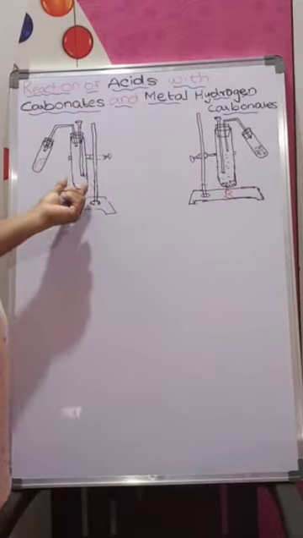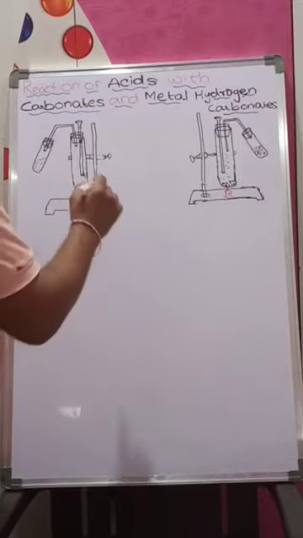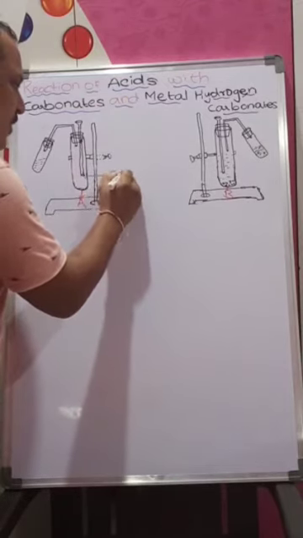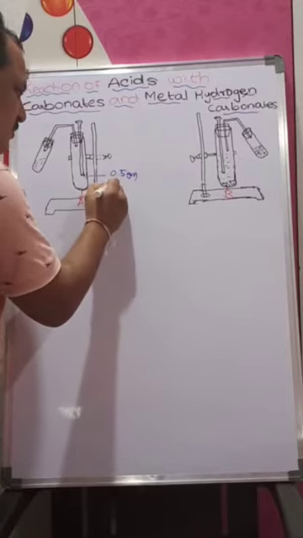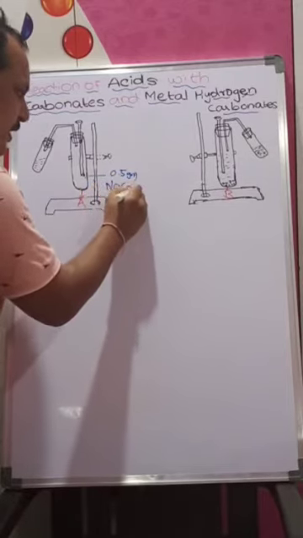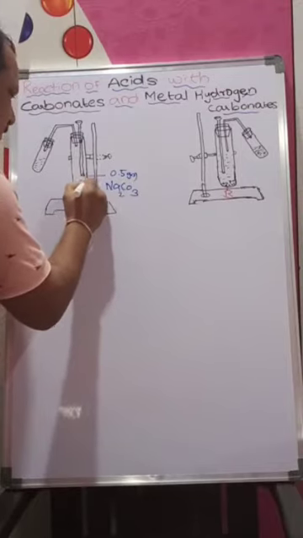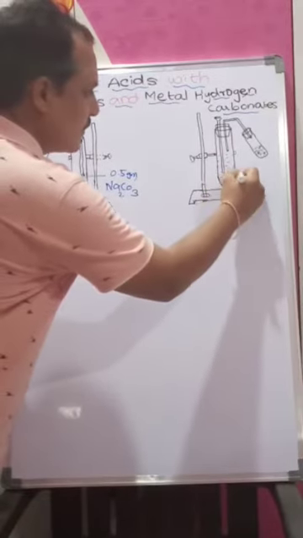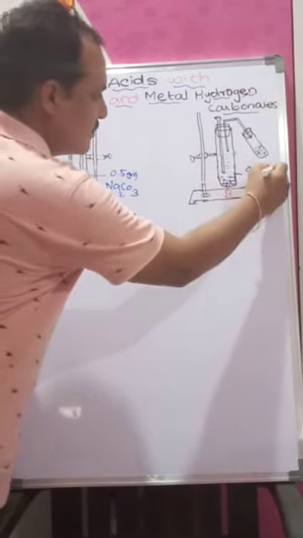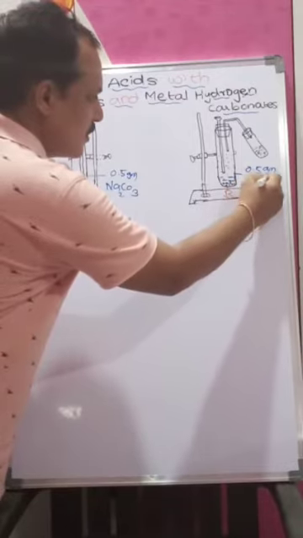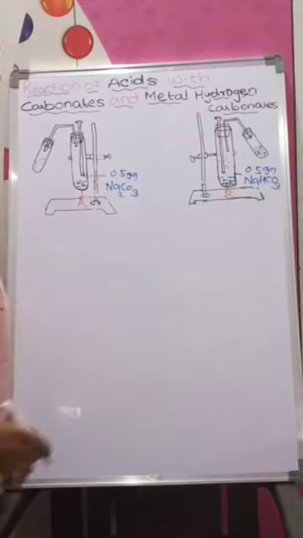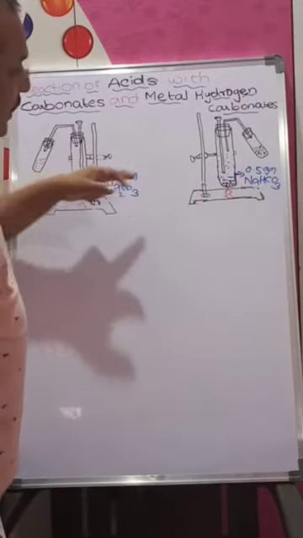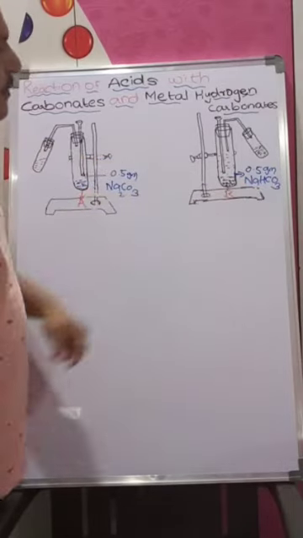First of all, in both test tubes we have to take 0.5 grams of sodium carbonate in test tube A, and in test tube B, 0.5 grams of NaHCO3. So carbonate goes in test tube A, and metal hydrogen carbonate goes in test tube B.